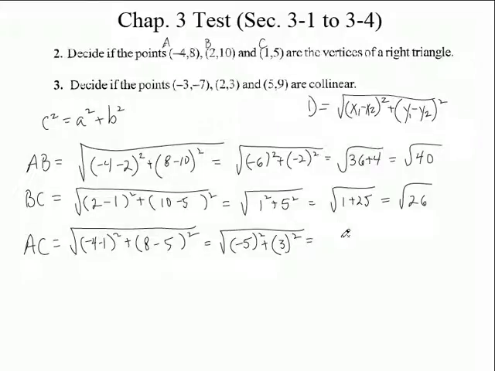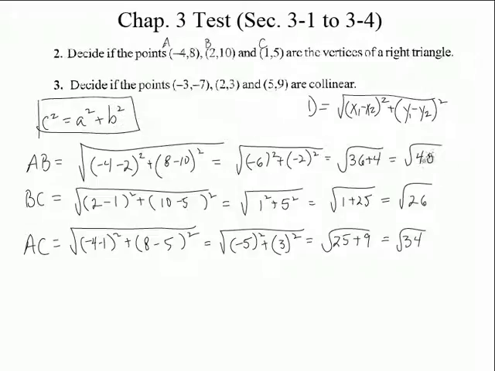If you square negative 5, you get 25. You square 3, you get 9. Take the square root of that, and that's 34. There you go. Now what we're trying to do is see if it's a right triangle. So let's see if it fits right here.